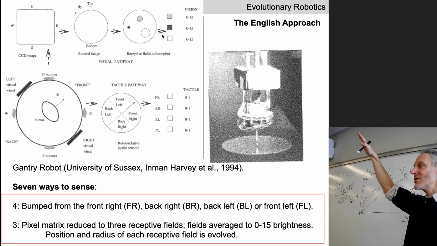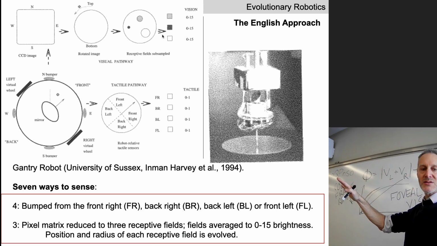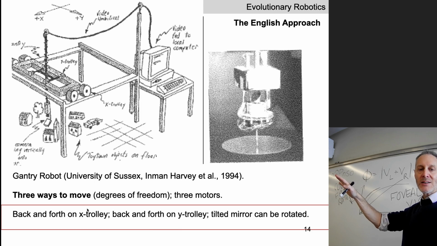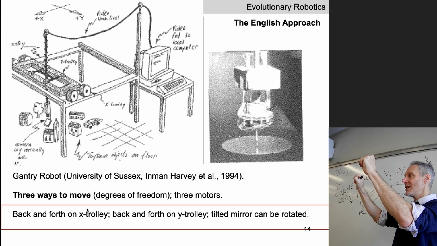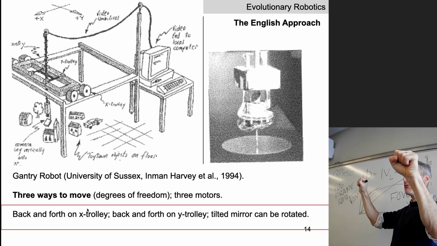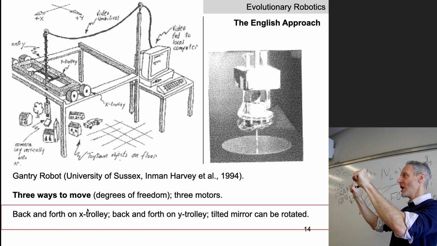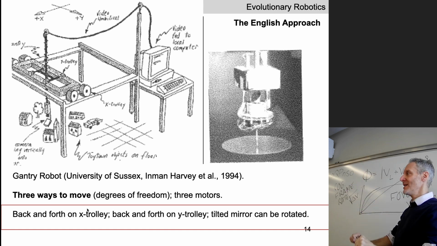Those 7 sensors are going to propagate their values through a neural network, through a set of synaptic weights. And those values are going to arrive at 2 motor neurons. One motor neuron is going to drive the X trolley back and forth, and the second motor neuron is going to drive the Y trolley up and down on top of the X trolley. That's the brain of the Gantry robot.